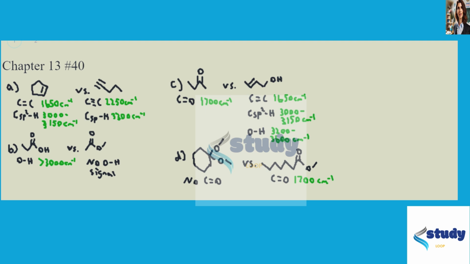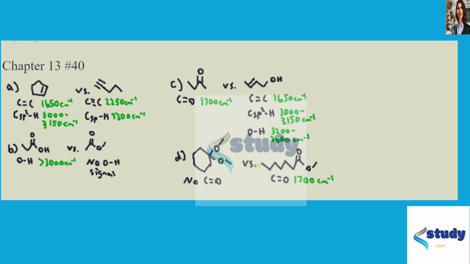Moving to C, C is also very straightforward. There should be the distinctive ketone signal in the first molecule at around 1700 wave number. The second molecule in C should show a carbon-carbon double bond at about 1650, the C-sp2 H bond, again between 3000 and 3150, and the OH bond. And this OH is not a carboxylic acid, as the one in B was, and so we know it should show between 3200 and 3600 wave number, and it should be a nice broad peak.